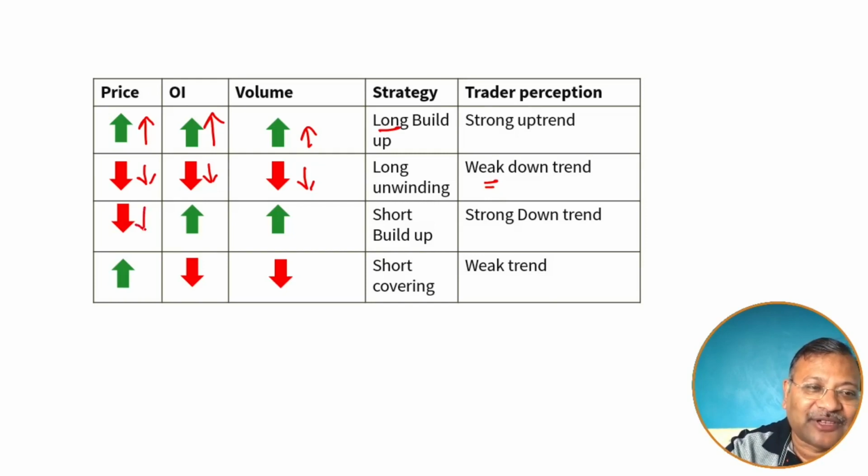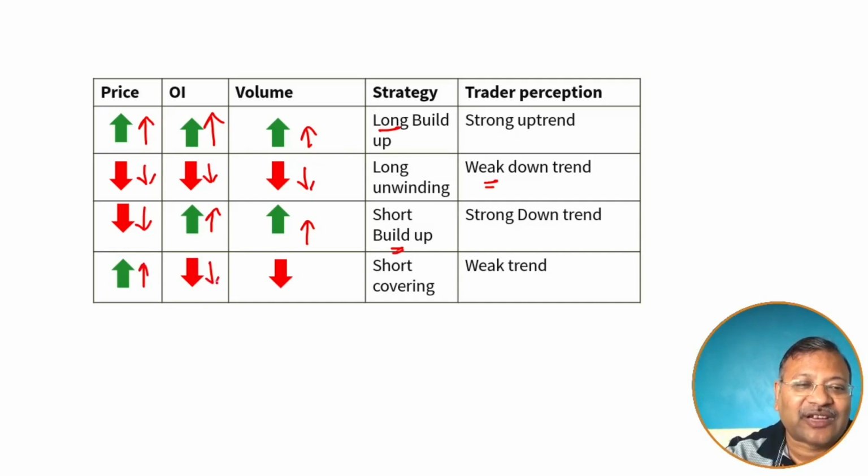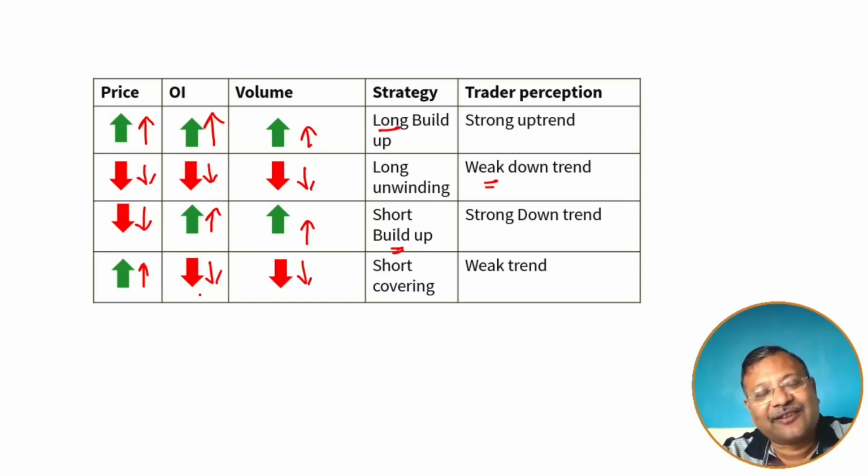The price comes down, open interest goes up, we know that this is a short build up and volumes are huge. Now, this gives you a clue that there are a lot of people entering into the short side. And the volume is also high. That means this is a strong downtrend. Similarly, price goes up, open interest comes down with volumes falling down. This is clearly a case of short covering and the volumes are dwindling. This gives us a weak trend.